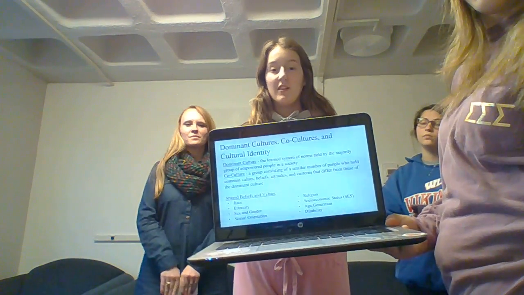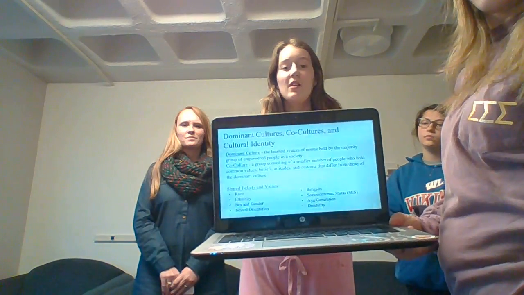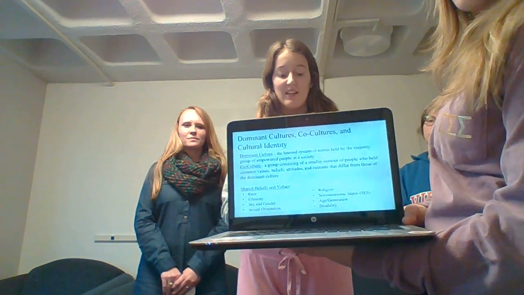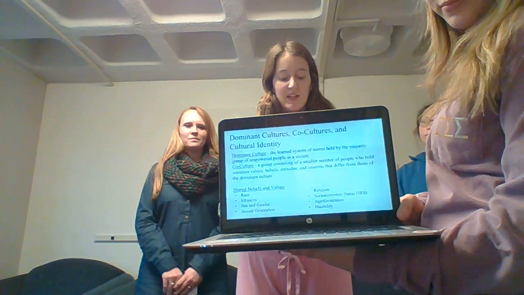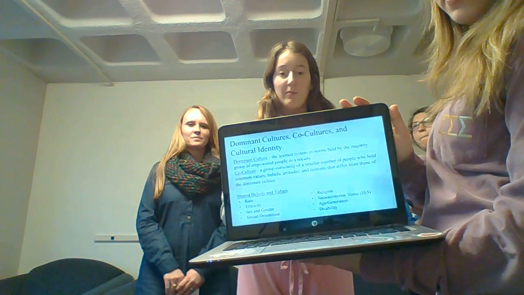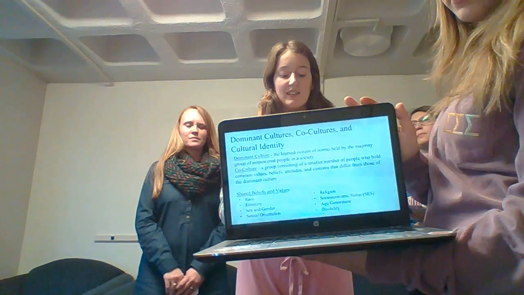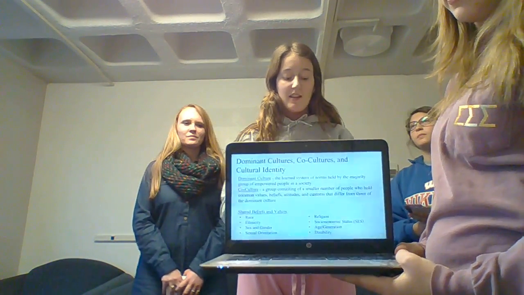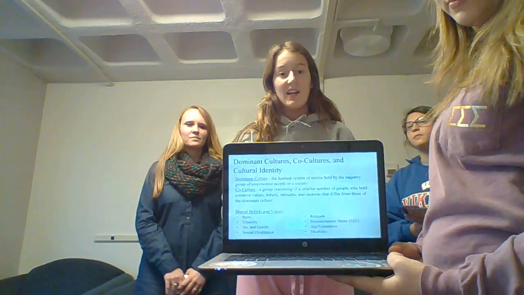Socioeconomic status is broken into three categories: high, middle, and low, with the middle class being the most common, which is what most people identify with. Age or generation means people who grew up during the same time period. And lastly, disability is any physical, emotional, mental, or cognitive impairment that impacts how a person functions in society.